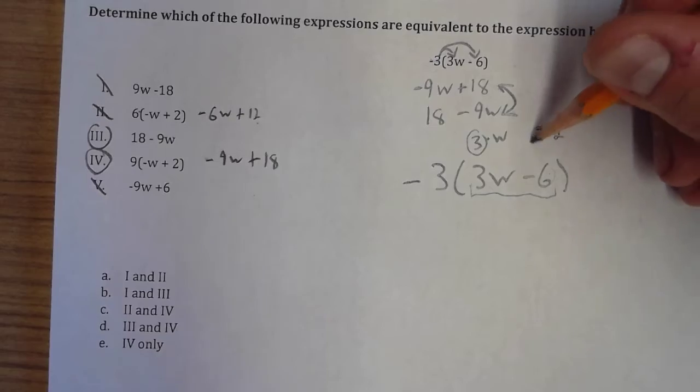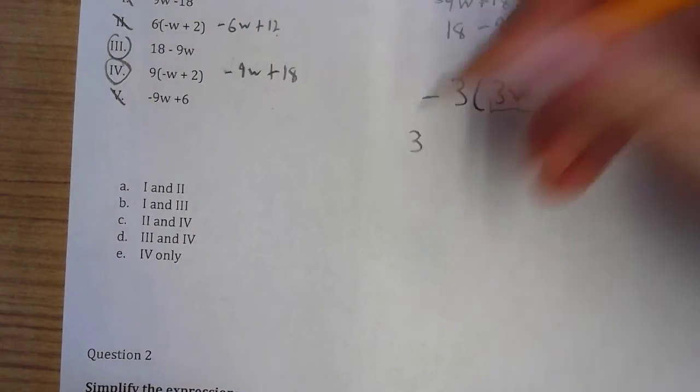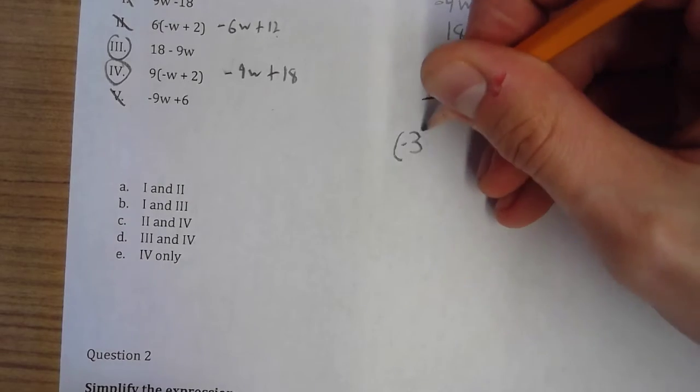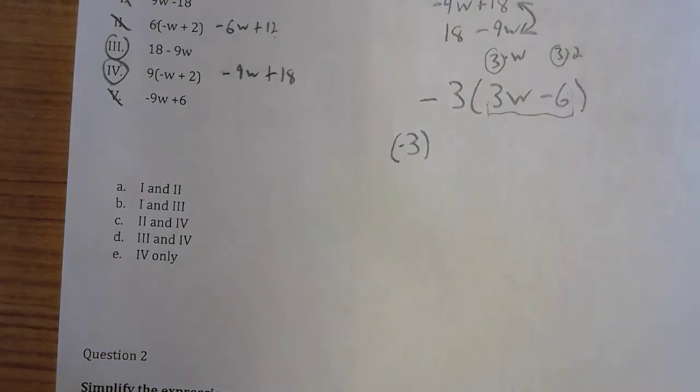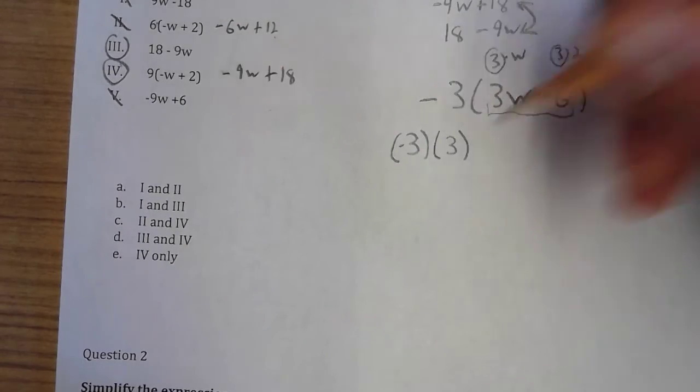So I can pull out another 3. And when I say pull out, I mean pull it out of the parentheses. So I still have my negative 3 here. That is not going anywhere. And now I have pulled out another 3.